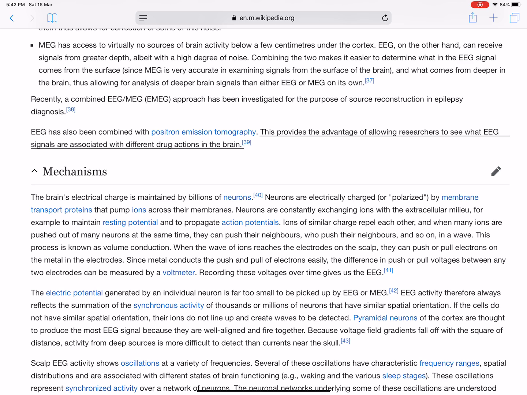Mechanisms. The brain's electrical charge is maintained by billions of neurons. Neurons are electrically charged or polarized by membrane transport proteins that pump ions across their membranes. Neurons are constantly exchanging ions with the extracellular milieu, for example to maintain resting potential and to propagate action potentials.